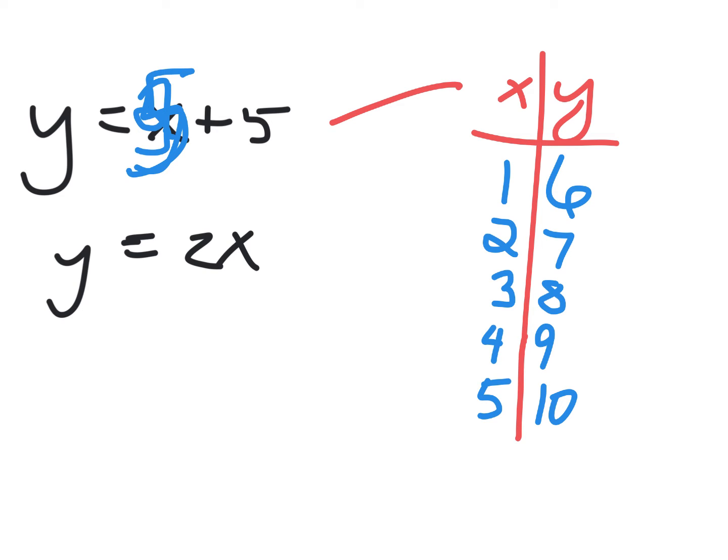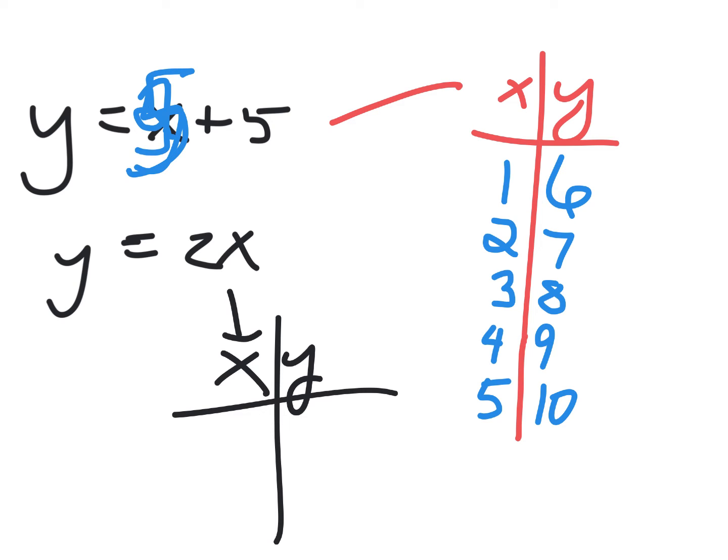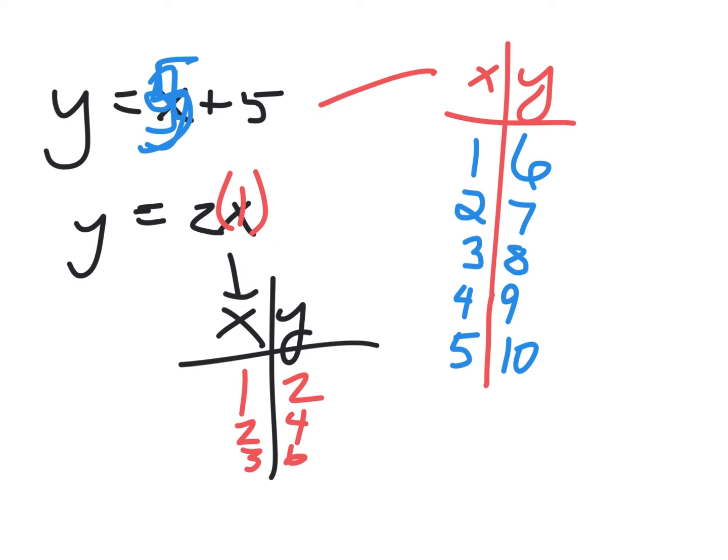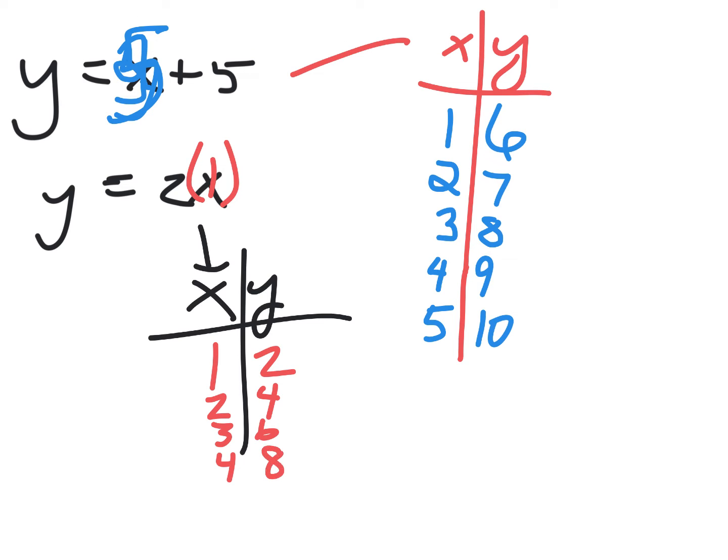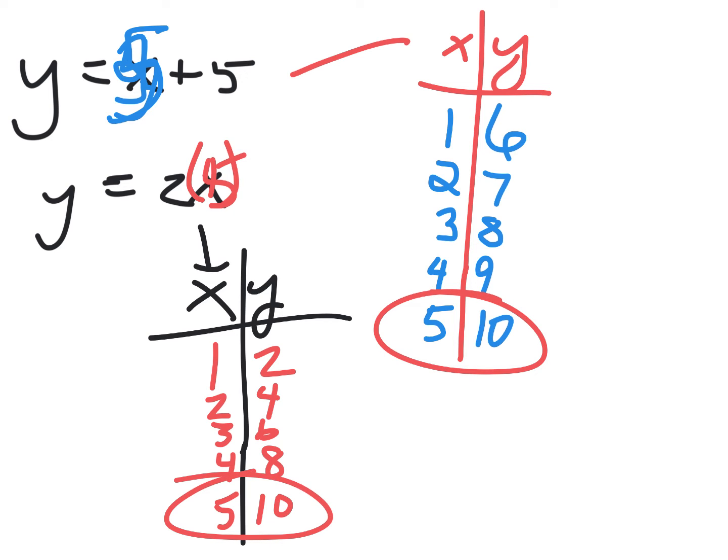Now let's make a chart for this one. XY chart. If you put in a 1, y equals 2 times 1, y equals 2. What if I put in a 2? Then it's 4. 3, then it's 6. 4, then it's 8. And one last one, when I put in a 5, 2 times 5, y equals 10. Do you see that they both have the point 5 comma 10 on them? That's why they intersect there.